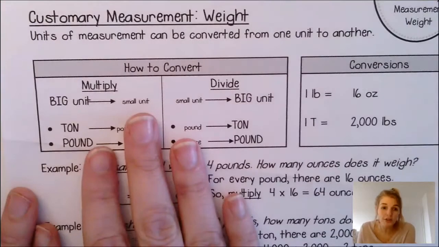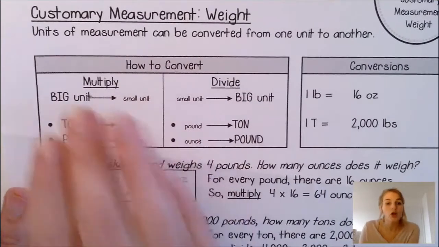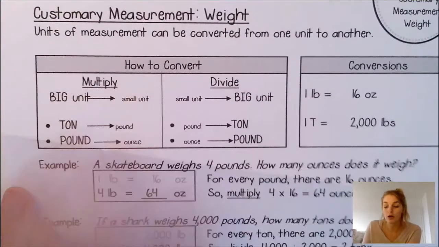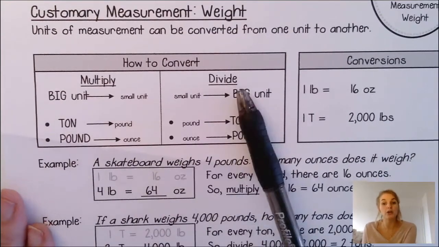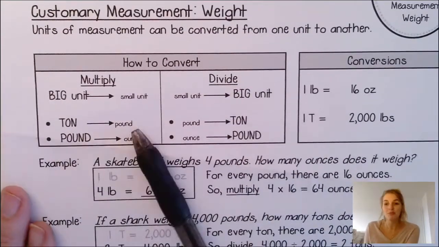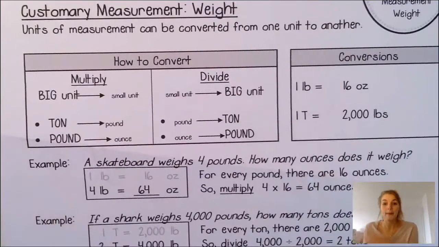So if you liked the way you solved it yesterday, going from a big unit to a small unit, you know you need to multiply. Going from a small unit to a big unit, you need to divide. Same thing, just different numbers. But in case that was a little bit challenging for you, I'm going to teach you a new strategy to help you solve.